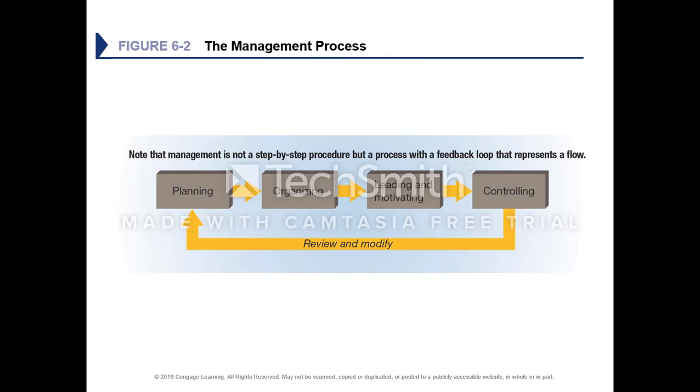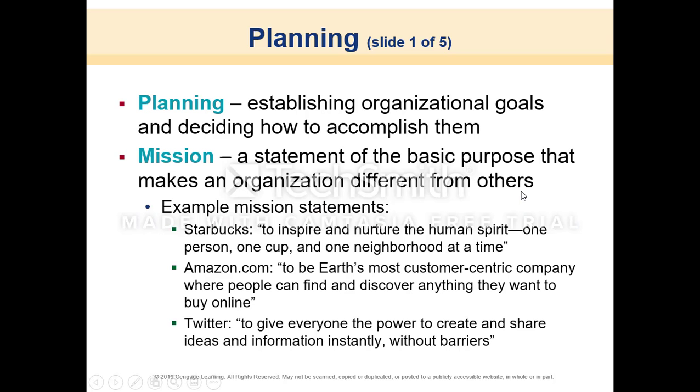Here's a flow chart identifying the management process. Each function leads naturally to the next: planning, organizing, leading and motivating, controlling, and then it goes back to the planning process. Planning is often referred to as the first function because all other functions depend on the planning.